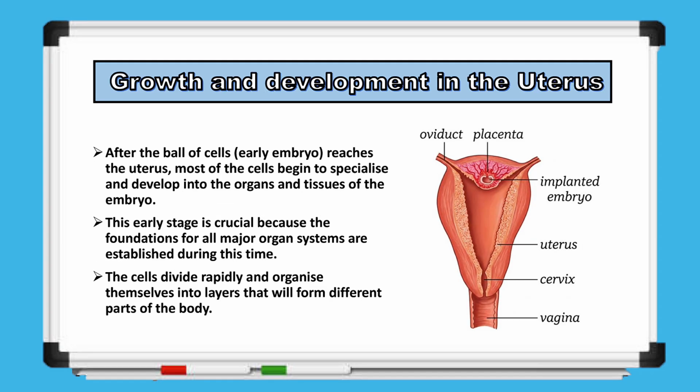After the ball of cells reaches the uterus and becomes implanted, most of the cells begin to specialize and develop into different organs and tissues of the embryo. This stage is very important because the basic foundations for all the major organ systems are formed during this time. The cells divide quickly and arrange themselves into layers that will later develop into different parts of the body.